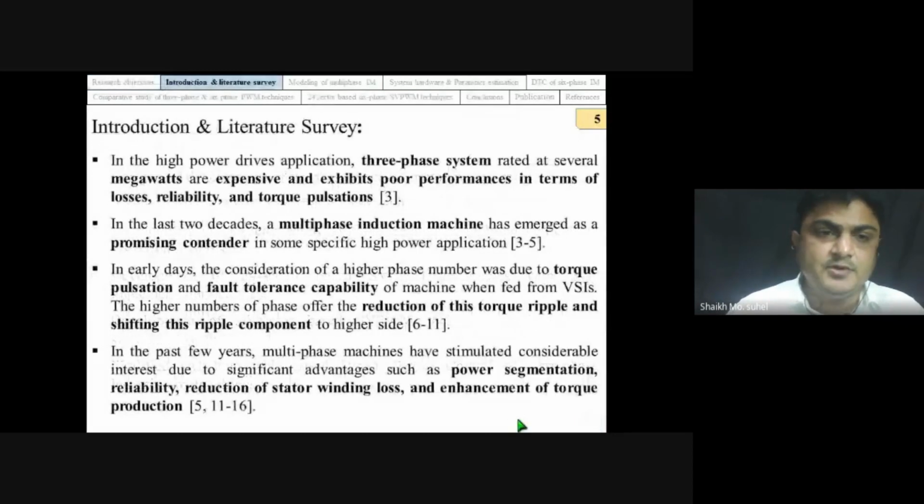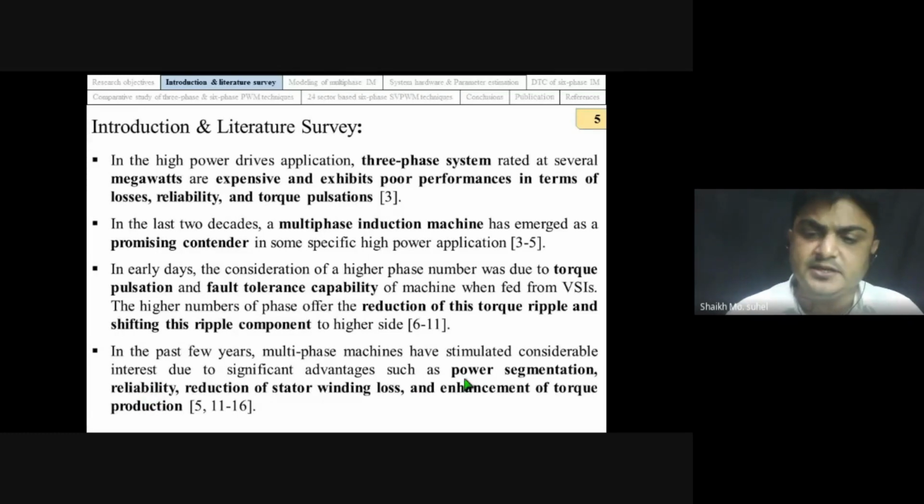Now let us discuss the literature survey. In a three-phase machine, when power ratings are increased, these systems exhibit poor performance, and because of that, the multi-phase induction motor has emerged as a promising contender. There are mainly two reasons why multi-phase induction motors are widely popular: power segmentation and reliability.